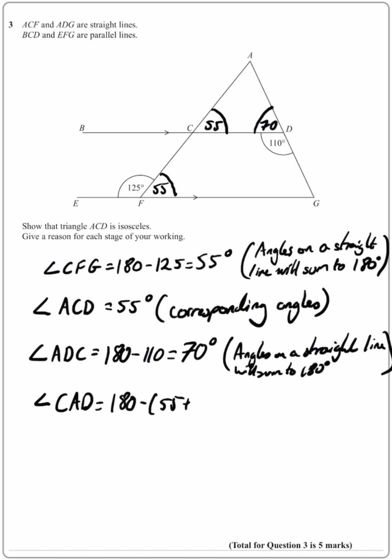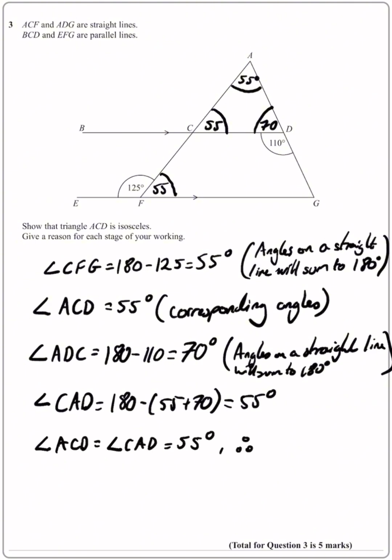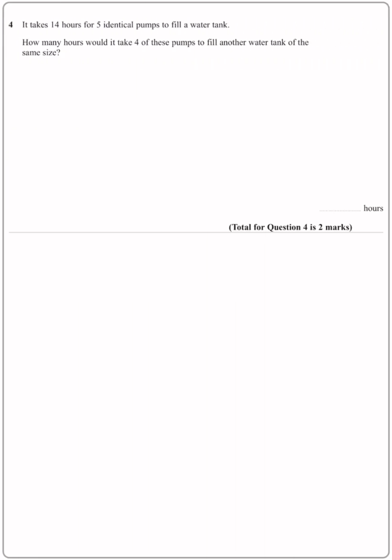And angle CAD is going to be 55 when I subtract the other two angles from 180. I probably should have put the angles in a triangle add to 180, but I didn't. Anyway, we have two 55-degree angles, and so therefore our triangle is isosceles.